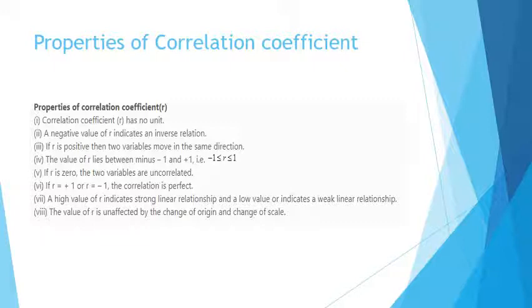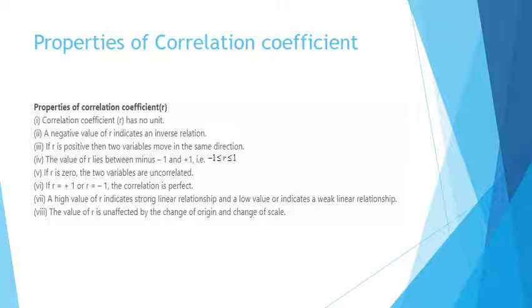Number two, a negative value of r indicates an inverse relation. That is, a change in one variable is associated with change in the other variable in the opposite direction. When price of a commodity rises, its demand falls. Number three, if r is positive, then two variables move in the same direction. When the price of coffee, a substitute of tea, rises, the demand of tea also rises. When temperature rises, the sale of ice cream becomes more.